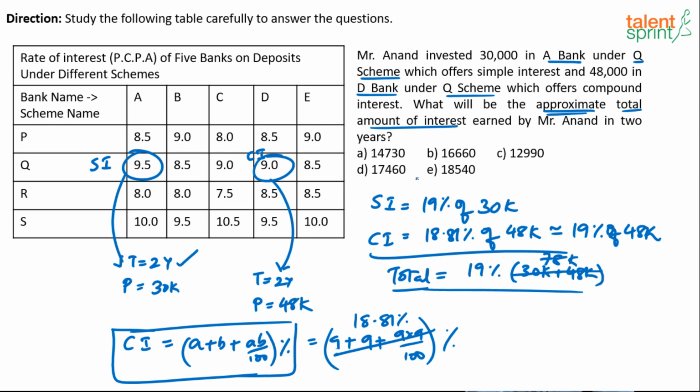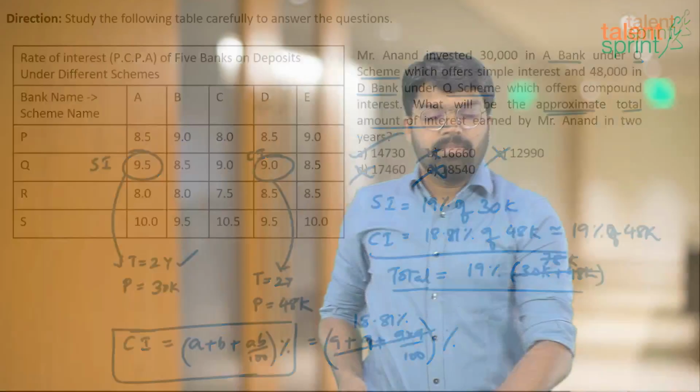Which is the closest option here? 14,820, this one. So of course that's the answer. Are you able to follow? I'm sure option B, option C, option D and option E are not the answers. Hence, option A can be taken as the correct answer.